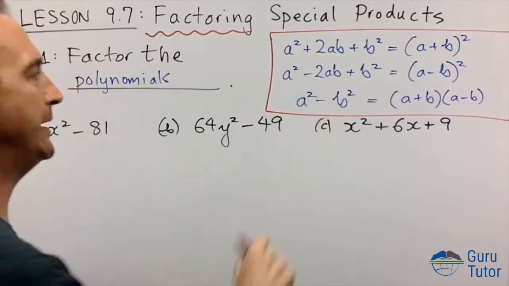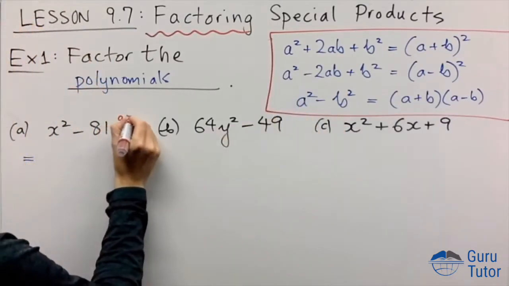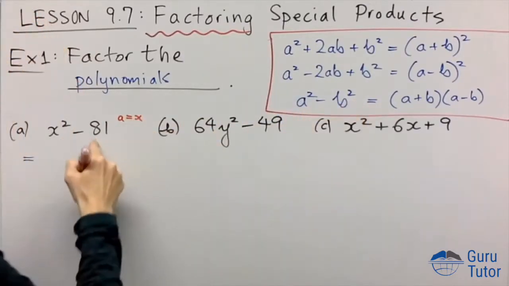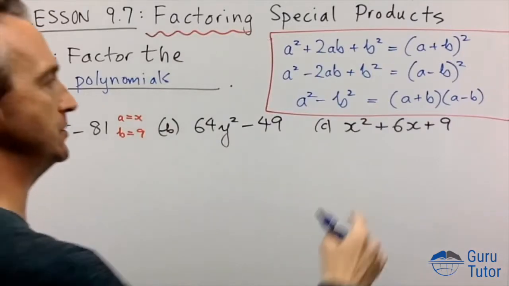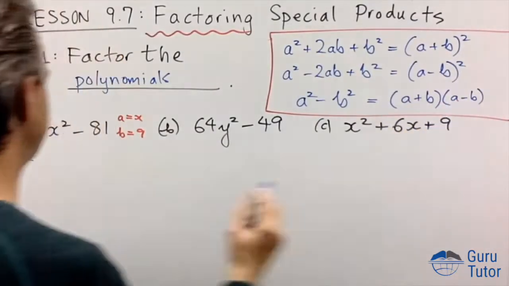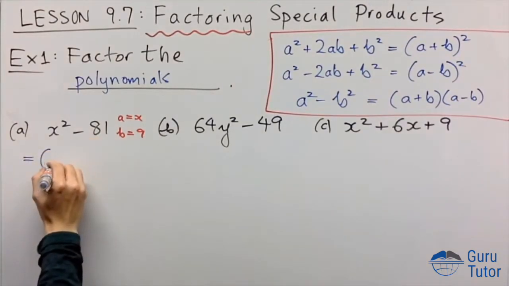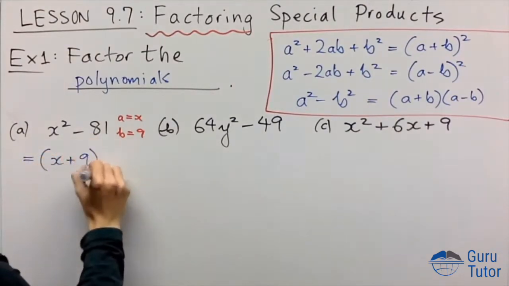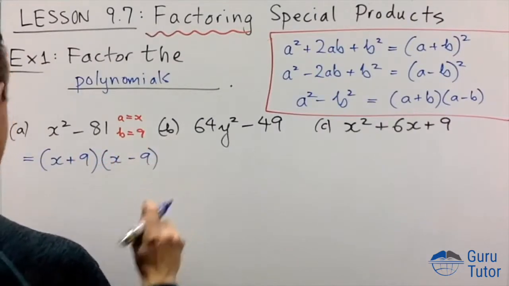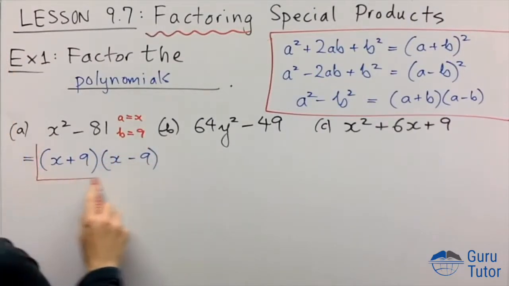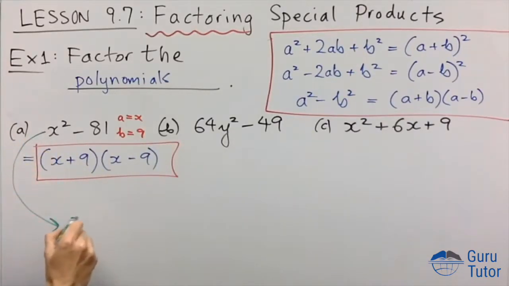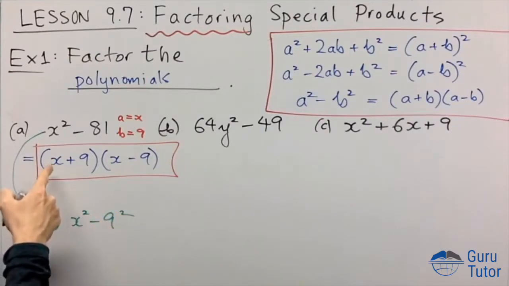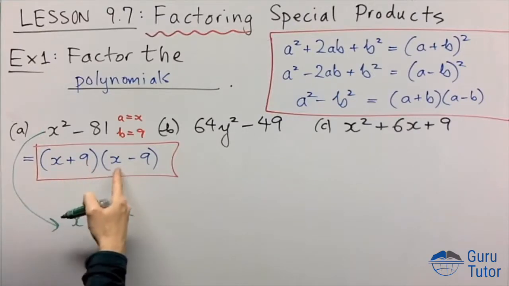So we've got the situation here where A is x. And B, if B squared is 81, what's B? B is 9. So it's going to factor to A plus B times A minus B. Alright? A plus B, x plus 9 times x minus 9. And that is your answer. Another way you can think about it is, for your first step, what's another way that can be written? That can be written as x squared minus 9 squared, a squared minus b squared. So it factors to x plus 9 times x minus 9.